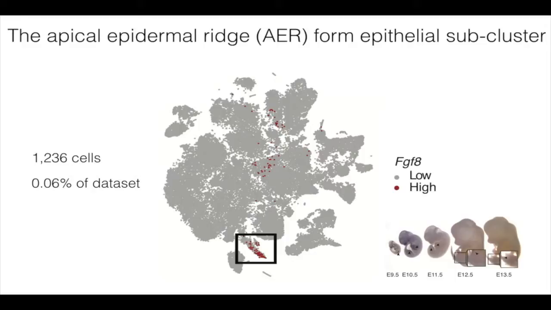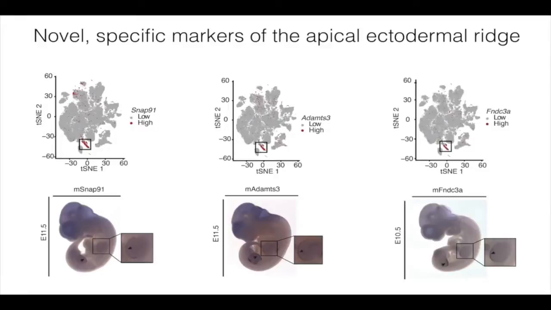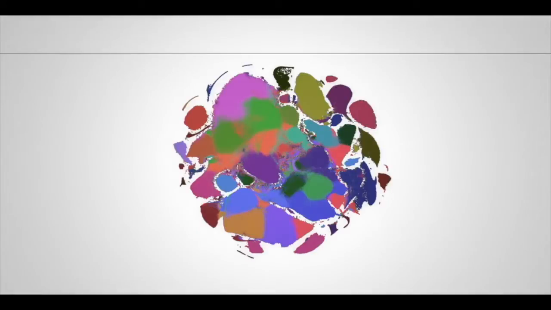So one thing we can do, these are sparse data at the single cell level, but we can reaggregate the cells within this cluster. And then we can look at other genes that are specific to the apparent AER and perform whole mount in situs. And in fact, every marker that we've tested so far does in fact hybridize specifically to the AER, which is shown right there.